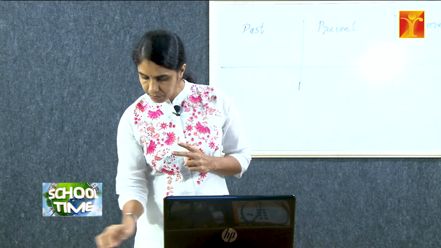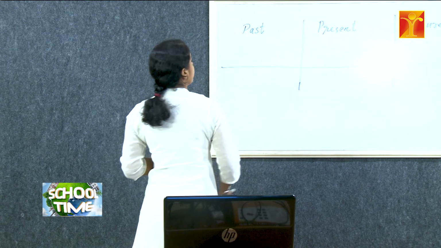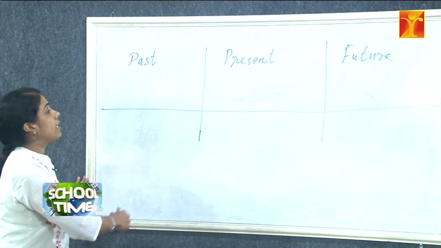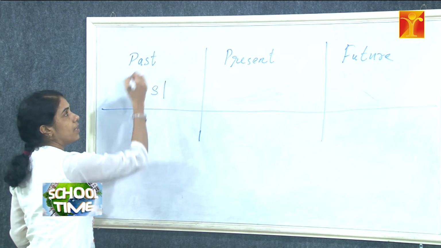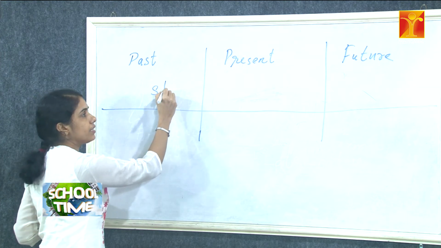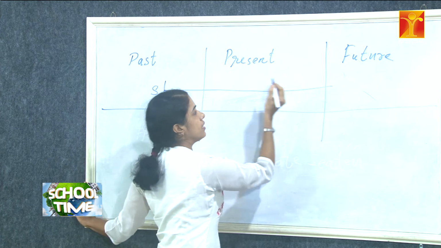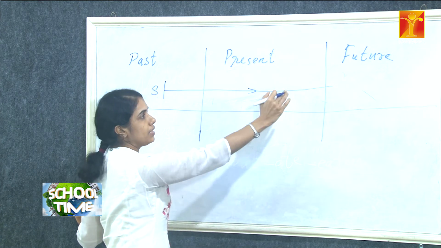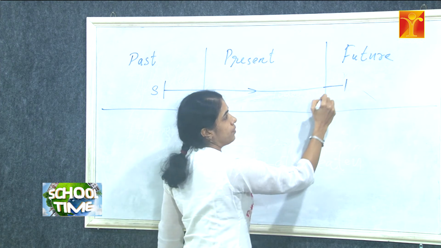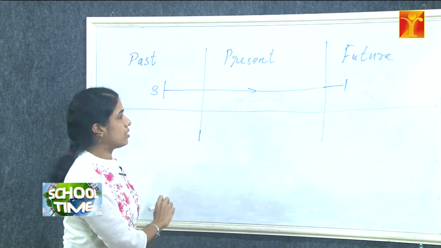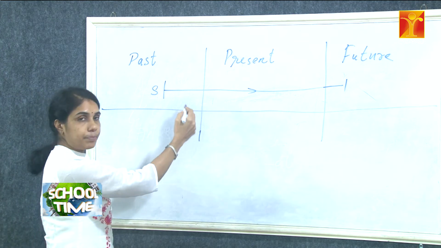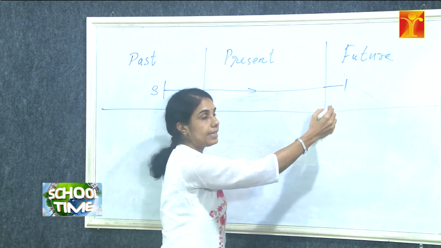See, in the timeline, we can see this present perfect continuous tense. It started in the past, and it is continuing through the present, and it will continue some more time in the future. It will only end in the future. This action started in the past, continues through the present, and will only end in the future.